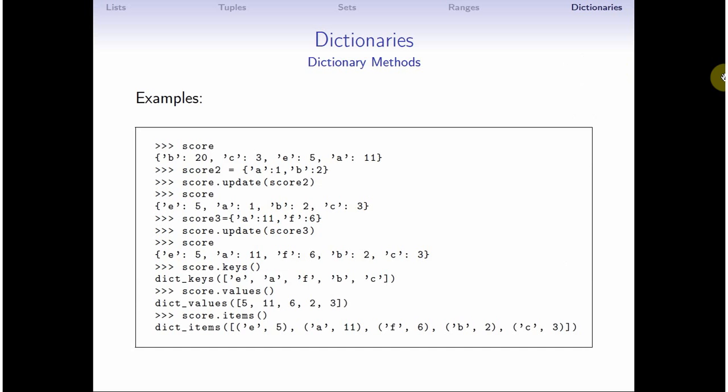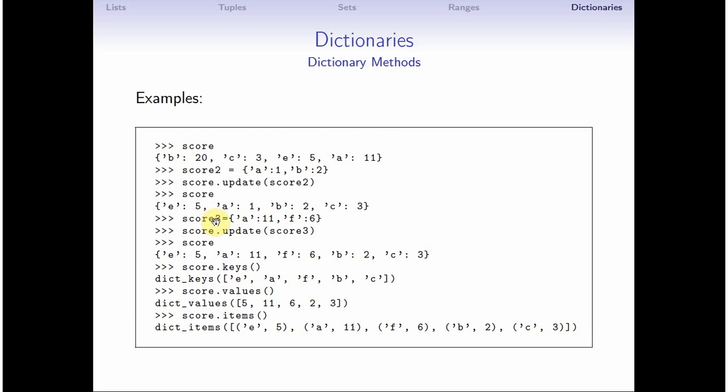We will see an example. This is the score we had previously. For example, I make a new one, score2, with A as 1 and B as 2. Score update with score2 means that whatever is in the new one, you update into score. So the A here, 11, will be replaced with the new score2 value 1, and then B with 2 is added. So you see this will appear.